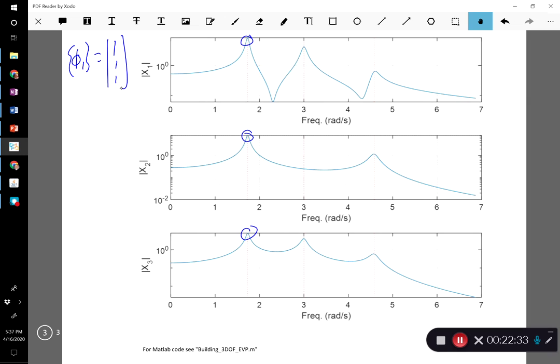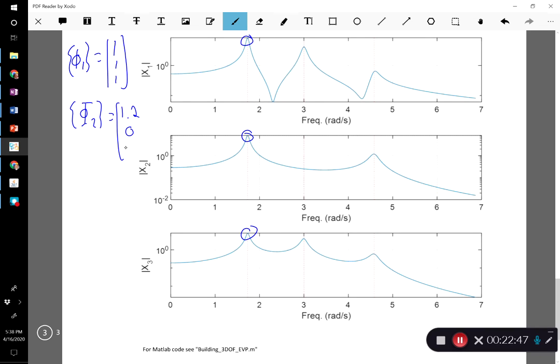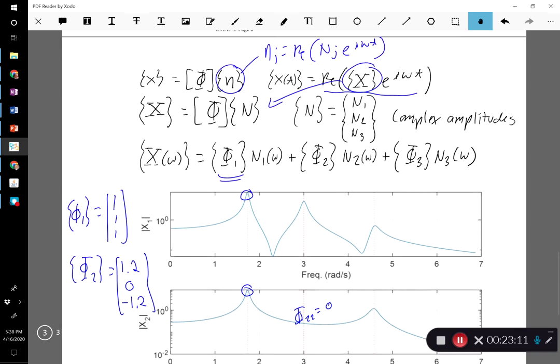So we get equal amplitude of the three masses, and the whole structure will move as a rigid body side to side. When we get to the second mode, though, it looks peculiar. Hopefully that's not too much of a surprise if you remember that for that mode we had a 1.2, a 0, and a negative 1.2 for the mode shape. So basically that mode has a 0 amplitude. I guess it's not eta 2, it's phi 2 is equal to 0 right there. So that mode doesn't show up.